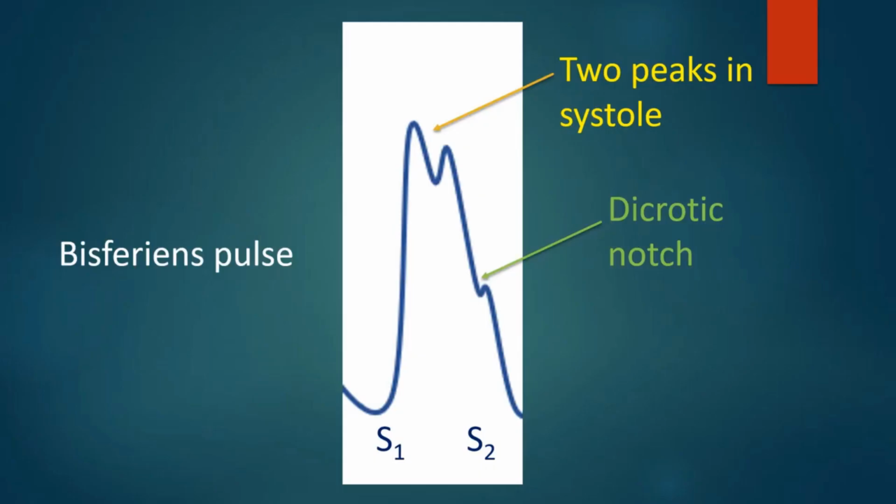A bifid pulse with two peaks in systole is known as pulsus bisferiens. It is noted in pure aortic regurgitation and with a combination of aortic stenosis and regurgitation. Pulsus paradoxus is an exaggeration of the inspiratory fall in pulse volume, characteristic of cardiac tamponade. Pulsus alternans, a feature of left ventricular failure, is the beat-to-beat alternation in pulse volume.